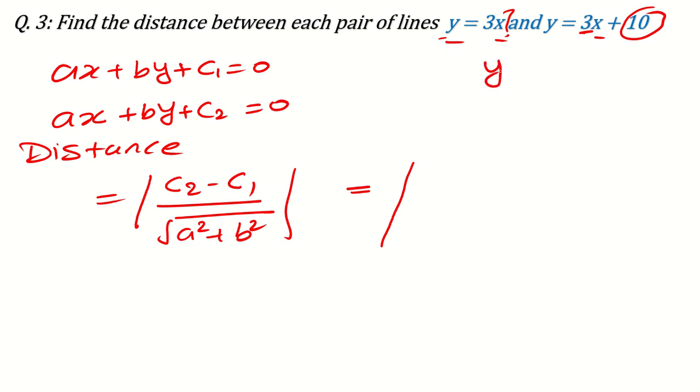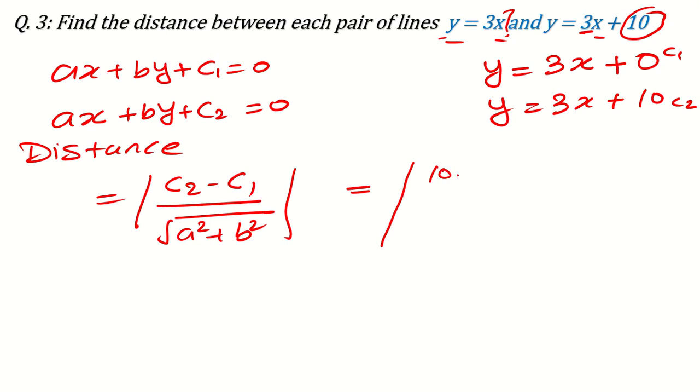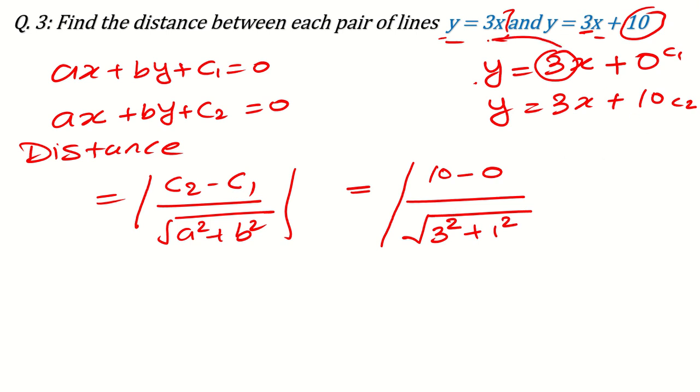I will write here, y is equal to 3x, there is no constant, so make it 0. Y is equal to 3x plus 10. So this is C1 and this is C2. So C2 minus C1 means 10 minus 0 divided by the square root of A square plus B square. There is nothing with y, so take it 1. So 3 square plus 1 square, or you can say minus 3 square also. Why? Because if you shift it here, then it will become negative. But it's okay, because a square will always be positive.